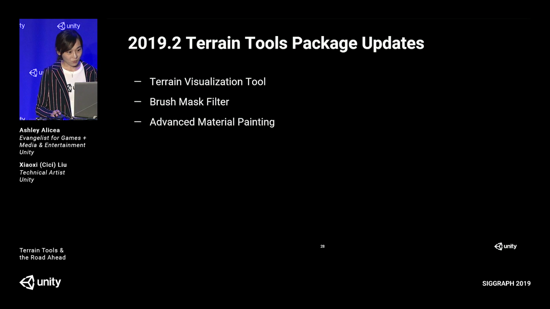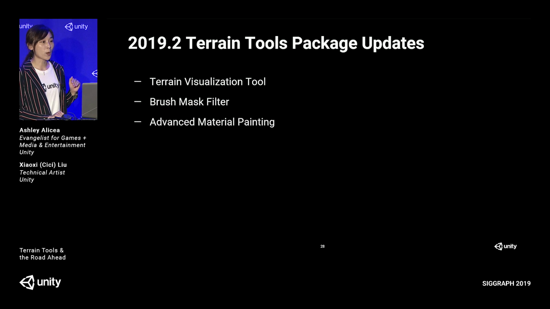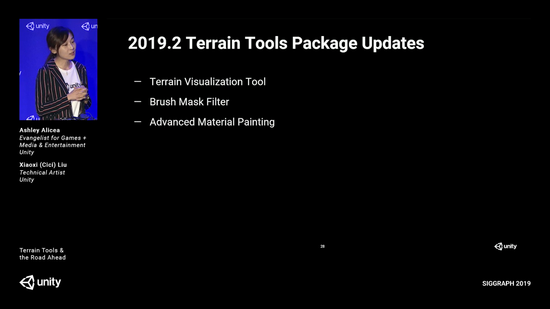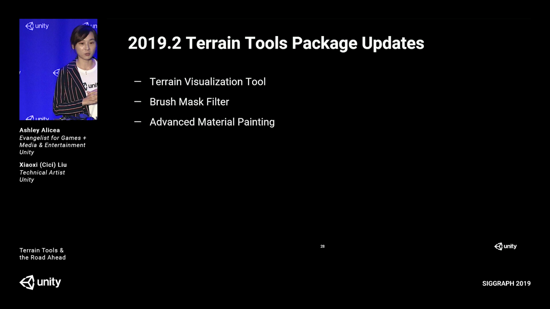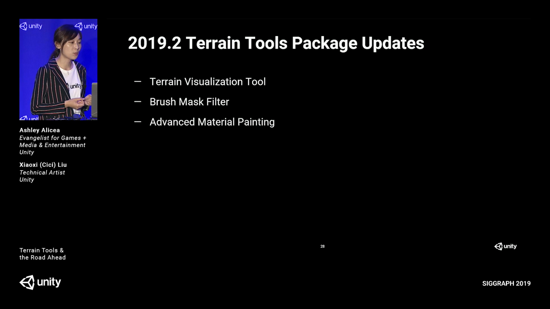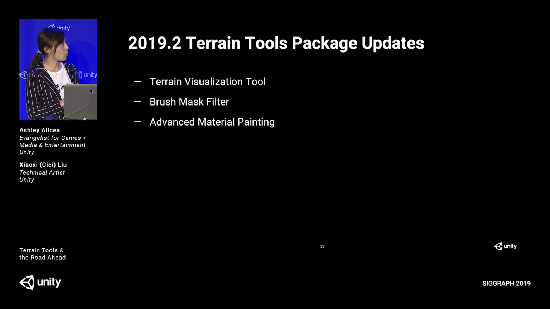So here is an overview of what is new in the 19.2 package updates. First, we added a terrain visualization tool in the terrain toolbox. And next, we introduced a new type called brush mask filter, which I'm going to talk a little bit more about in just a moment. And lastly, we did a bunch of improvements to help deliver a really nice material painting experience.